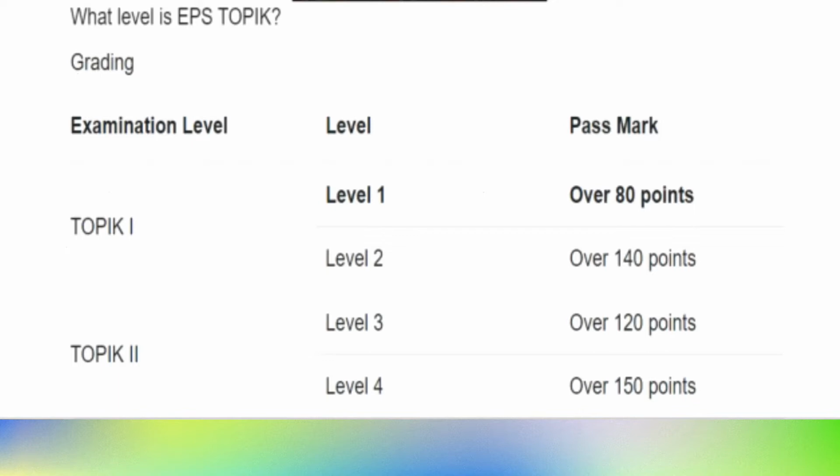Pag level 1, dapat makakuha ka ng over 80 points. Level 2 is dapat over 140 points. Pero sa EPS, kahit over 80 points lang yung makuha mo, so pasado ka na. So, very easy lang yan. Kayang-kaya nyo yan, guys. Basta continue lang sa pag-aaral ng Korean.